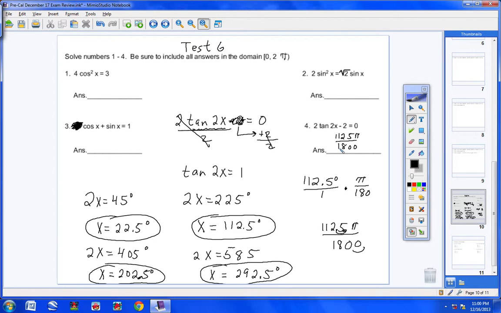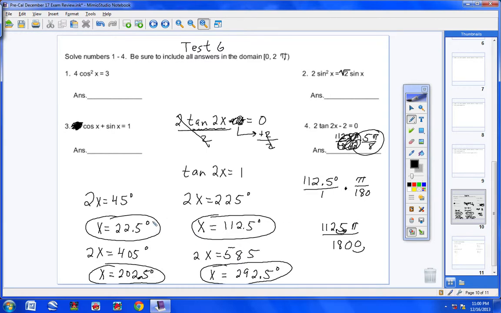So hold on one second. I'm going to type that in my calculator real quick. And what you're going to get is 5 pi. So this whole fraction reduces to 5 over 8. So it would be 5 pi over 8. And you can convert the rest on your own, but that's how you would solve this, okay?